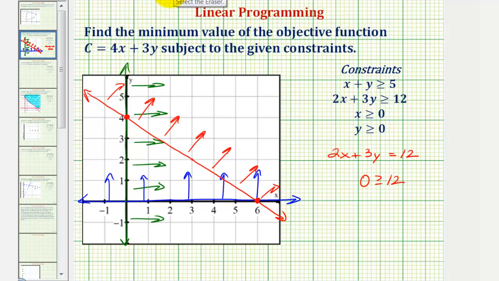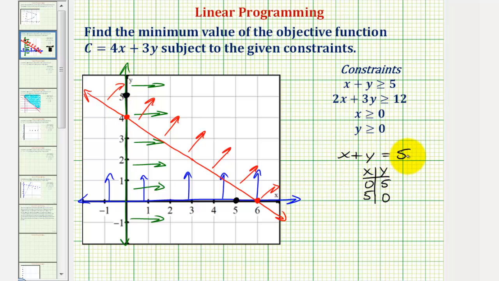We have one more inequality to graph. We have the inequality x plus y is greater than or equal to 5. So we'll graph the line x plus y equals 5. And again, let's go ahead and find the x and y intercepts. So we'll set x equal to 0 and solve for y, then set y equal to 0 and solve for x. Notice when x is 0, y is 5, and when y is 0, x is 5. So the x and y intercepts are both positive 5 here and here.